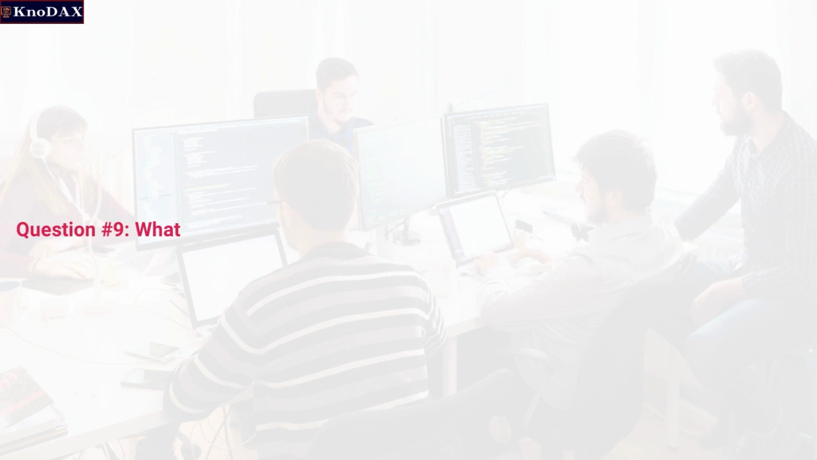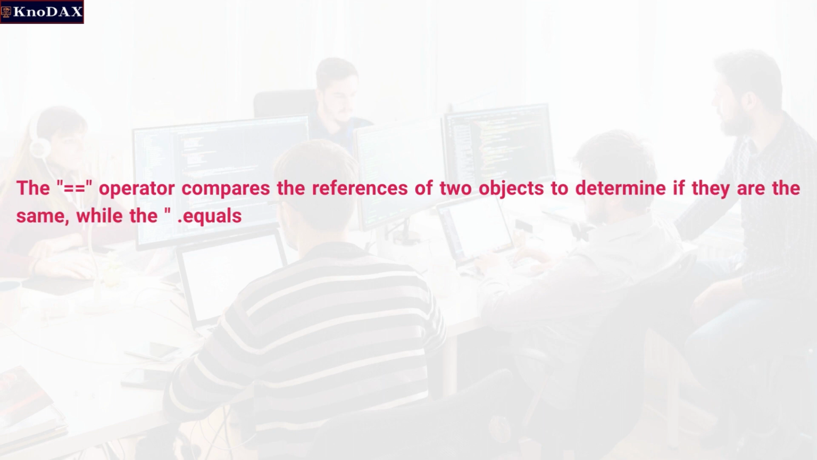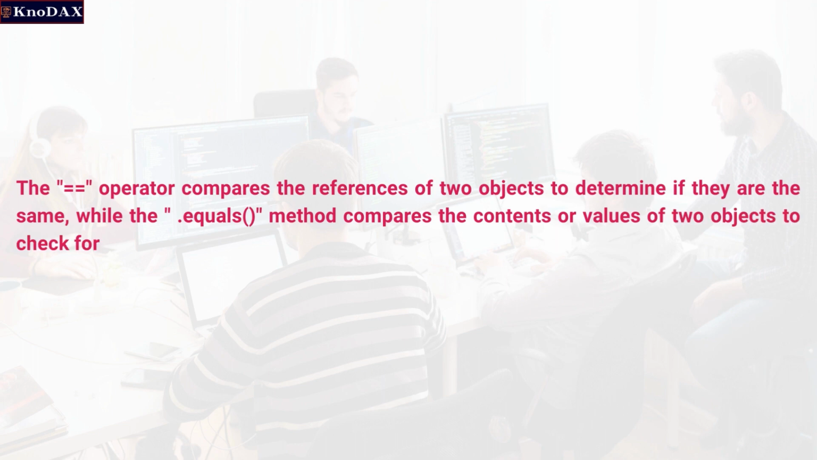What is the difference between the == operator and the equals method? The == operator compares the references of 2 objects to determine if they are the same, while the equals method compares the contents or values of 2 objects to check for equality.